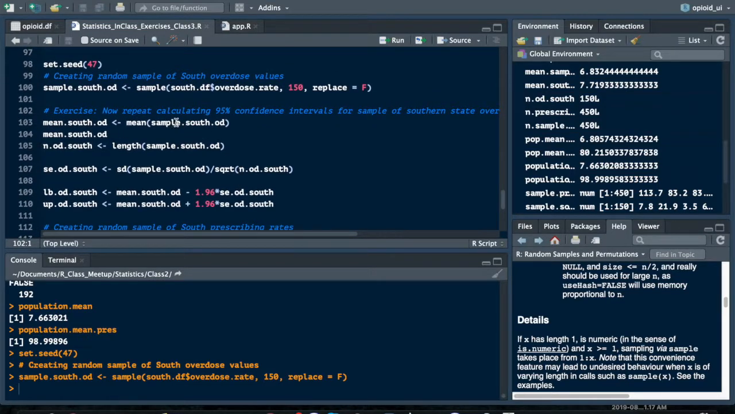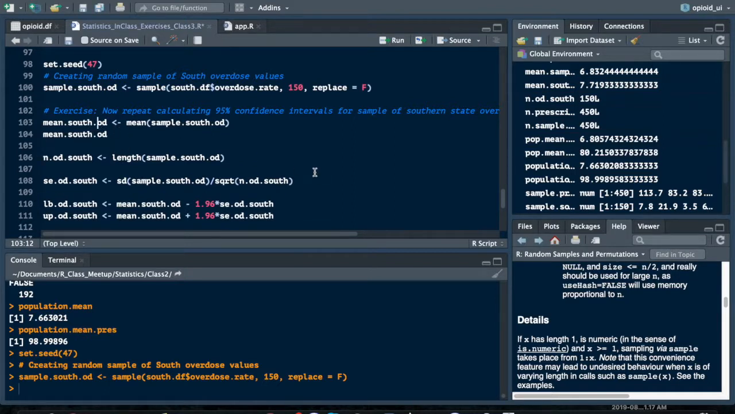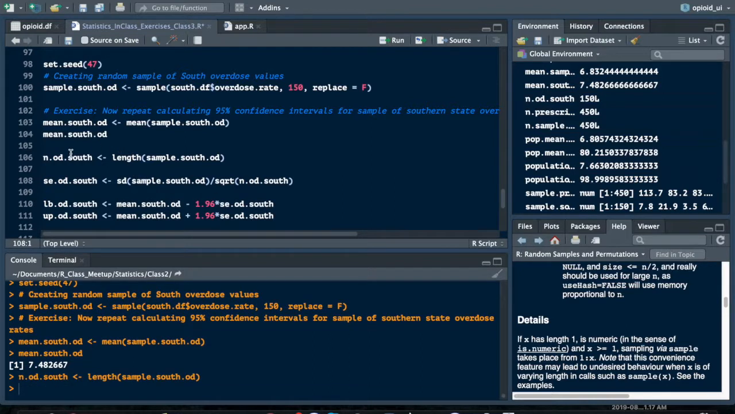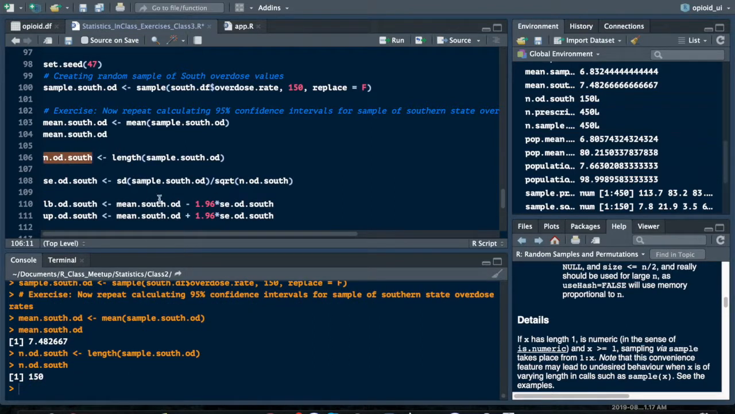In order to calculate our confidence intervals, we have to first find the mean. So we're going to find the mean of this sample of 150 observations. We're going to see that that is 7.48. Next, we need our sample size. Since this is just a string of values, or a vector of values, we can use the length function to do that. So if we print it, the number of values is 150. That checks our work to make sure it was done correctly.